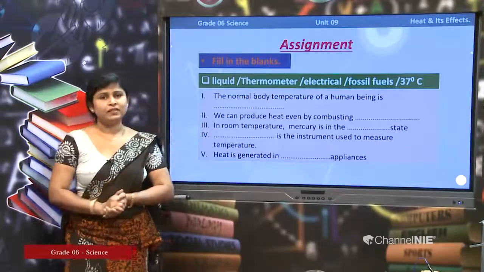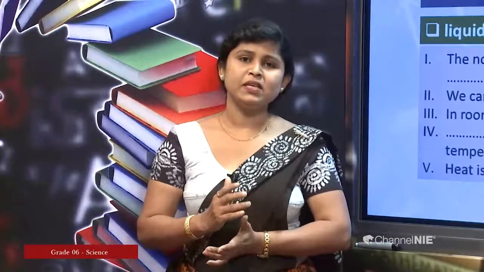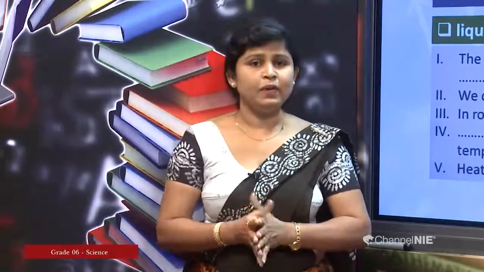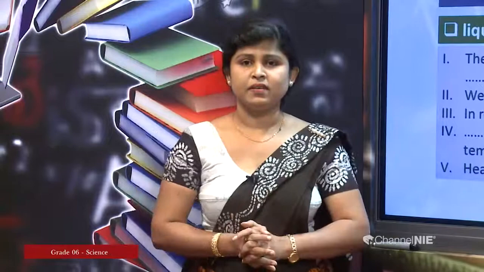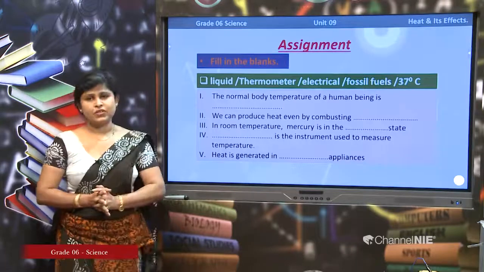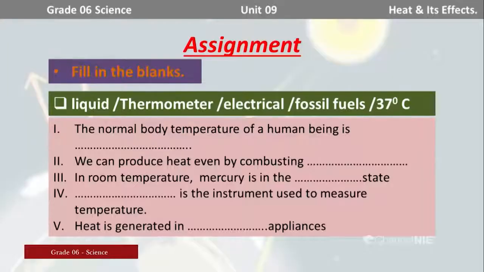I discussed the heat and explained that heat is a type of energy, what the methods of producing heat are, the instances where we obtain heat, and the instruments where we obtain heat. Then I have given you simple questions. To complete, fill in the blanks. Here I have given you the answers: liquid, thermometer, electrical, fossil fuels and 37 degrees Celsius.